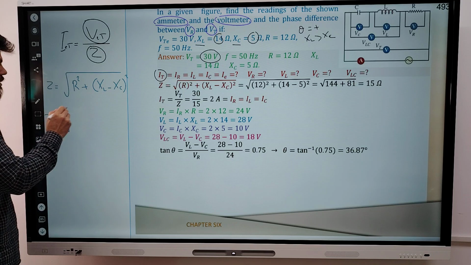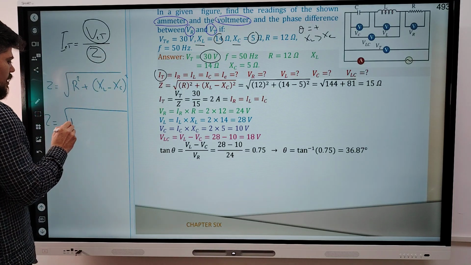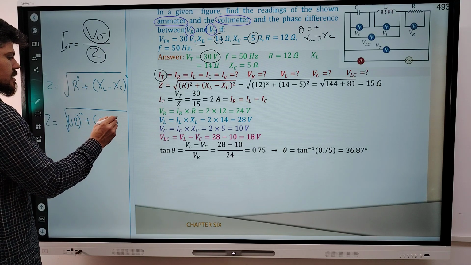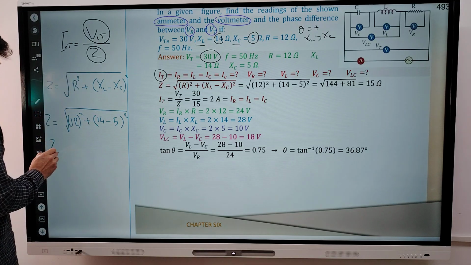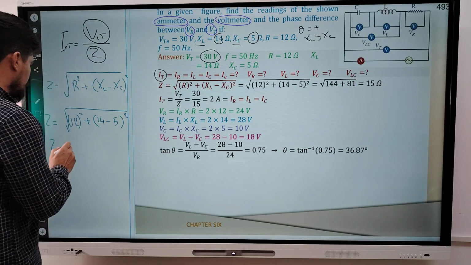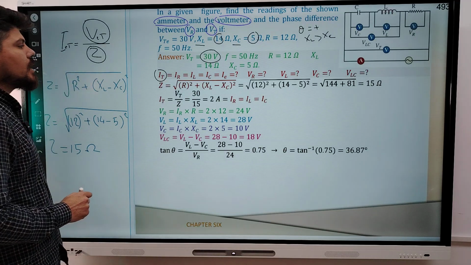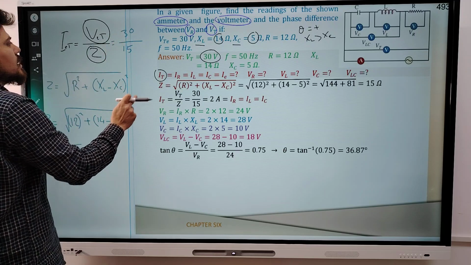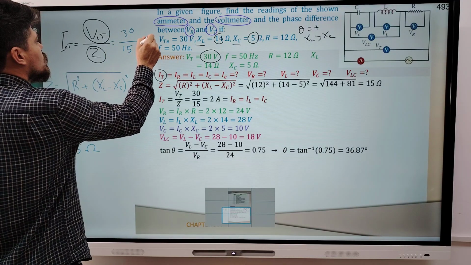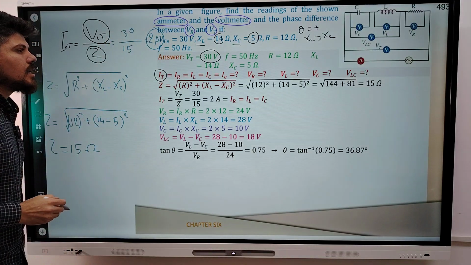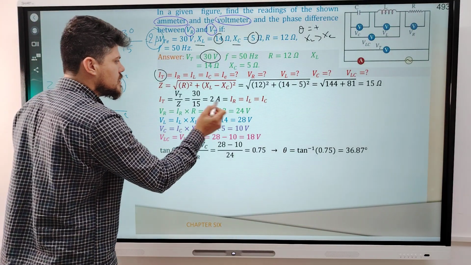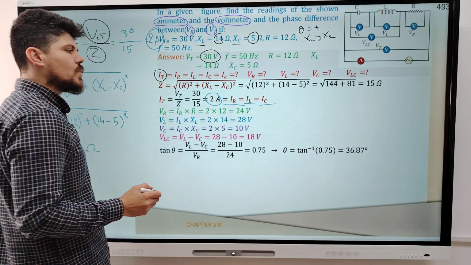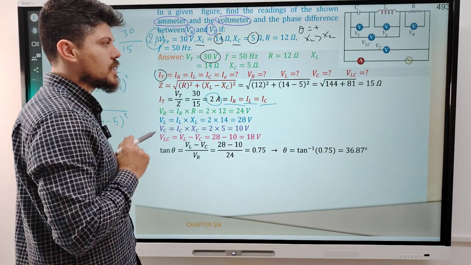Do we have R? Yes, it was given as 12 ohms, plus XL given as 14 and XC given as 5, squared. Z is equal to 15 ohms. Replacing into this equation, 30 divided by 15 is equal to 2 amperes. So this value of the current, 2 amperes, is also equal for the resistance, inductance, and capacitance. Why? Because the circuit is a series connection.